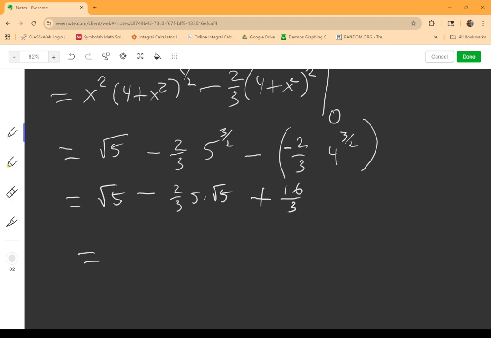Right, and now reducing this, I just want to write this. There's too many root 5s here, so let me write it all with a common denominator of 3, and we'll wind up with negative 7 root 5, plus 16 over 3. Right, that last part, just some arithmetic there, combining like terms and whatnot into this one thing.